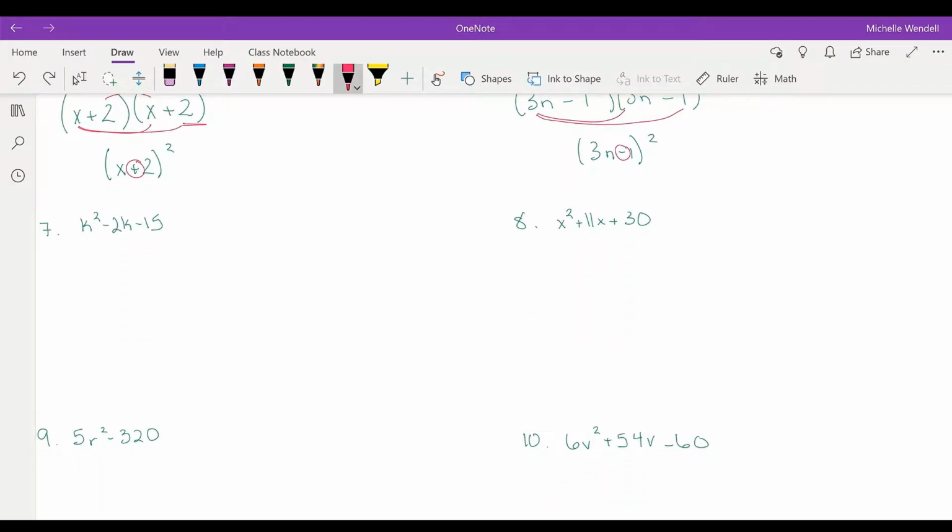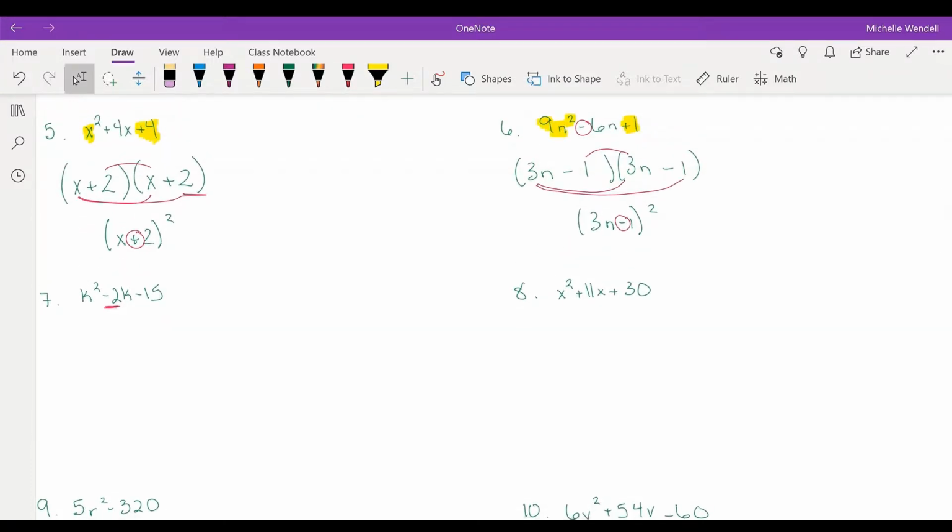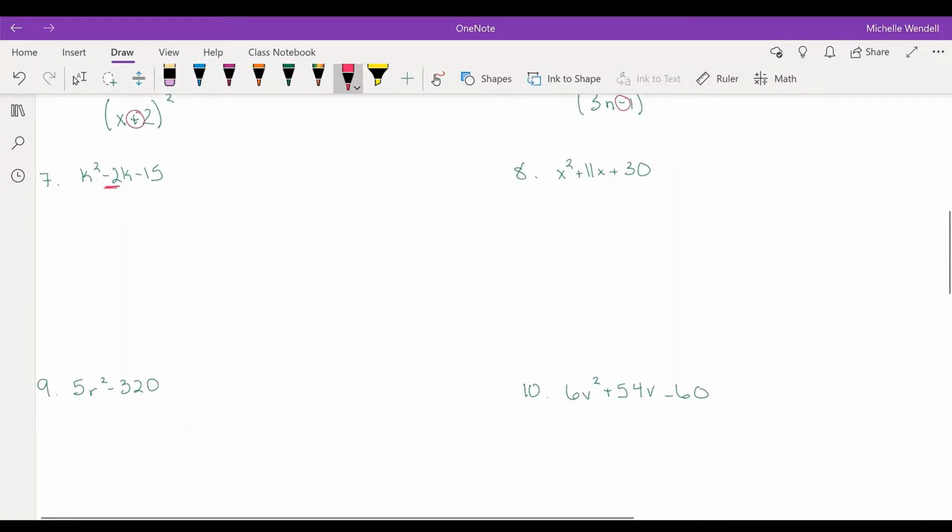You'll see, for example, here in number 7 that the b value is negative, but that my factors aren't going to be negative exclusively, like it was in 5 and 6 here. In 5, I had a positive b value, so in my factor, it was a positive in the middle. And on 6, my b value was negative, and I had a negative in the factor. That's not always going to be the case.